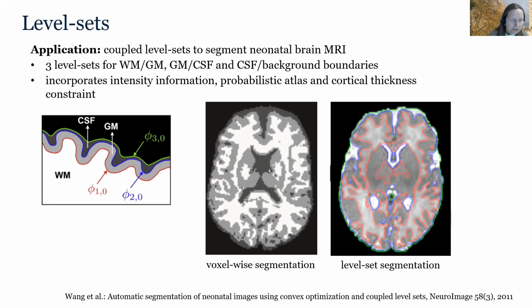Now, this is not simply based on the edges, but this technique incorporates intensity information, something like the likelihood based on a Gaussian mixture model. It also incorporates a probabilistic atlas, and also it has a cortical thickness constraint to make it more robust. And here you can see the result. This is the segmentation that you get based on intensity. You can see that it's very pixelated, doesn't look very beautiful. And then if you fit a level set to it, you get much nicer, smoother contours for the segmentation of this neonatal MRI.